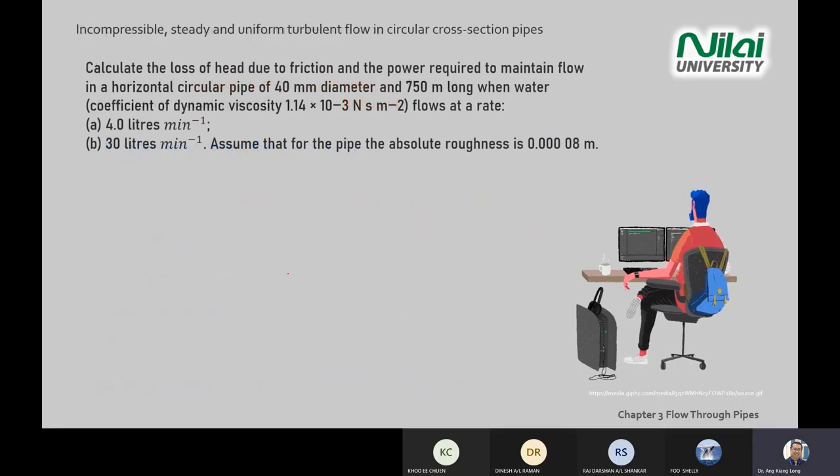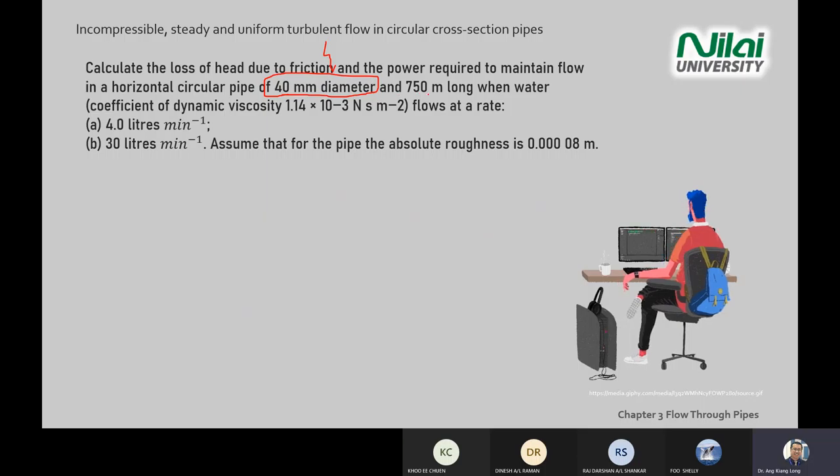We move on. Second example. All right, this example asks you to calculate the head loss due to friction and the power required to maintain the flow in the horizontal circular pipe. The diameter is given in mm; again, we purposely try to trick you. This is also one of the tactics we use to test whether you're aware or not.